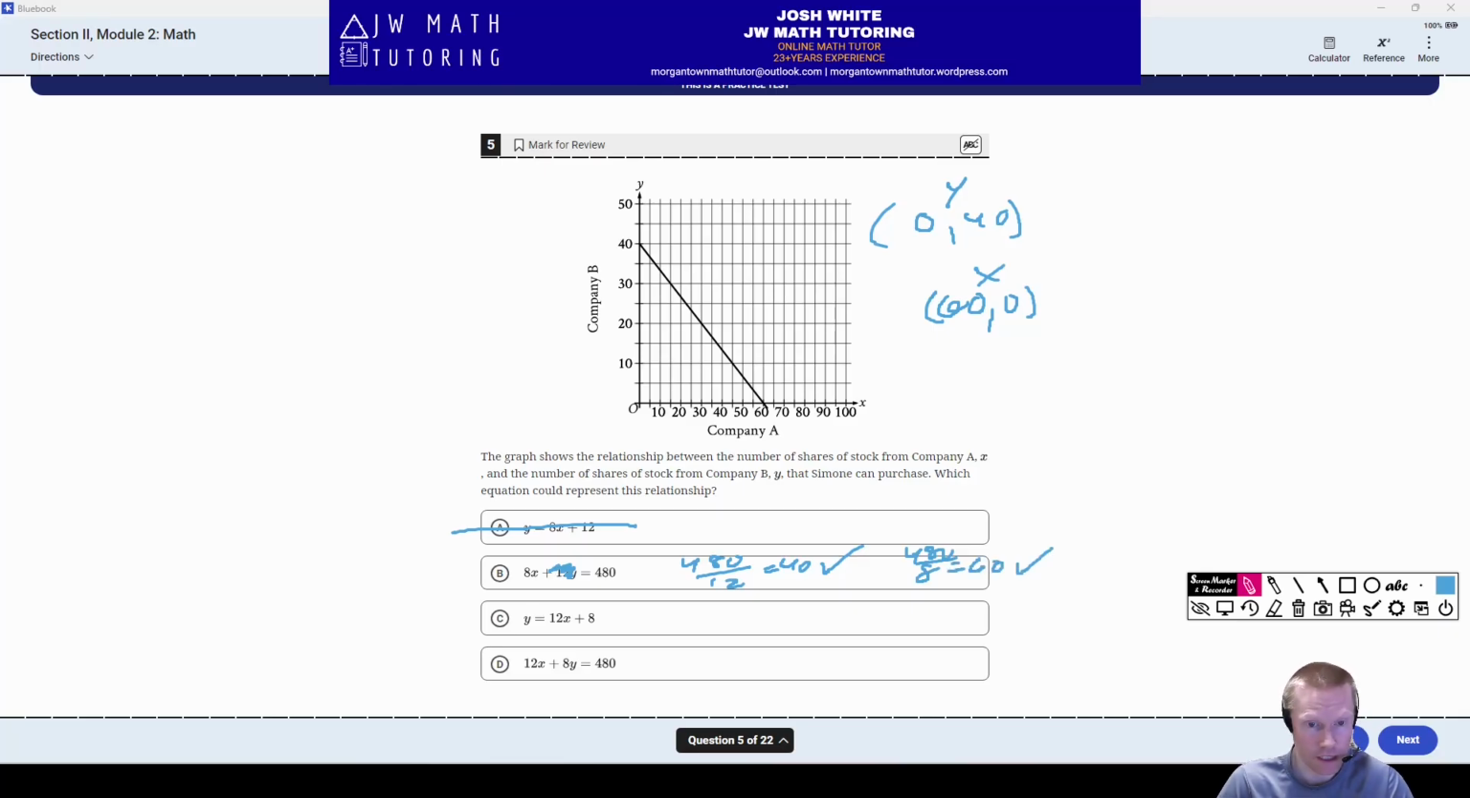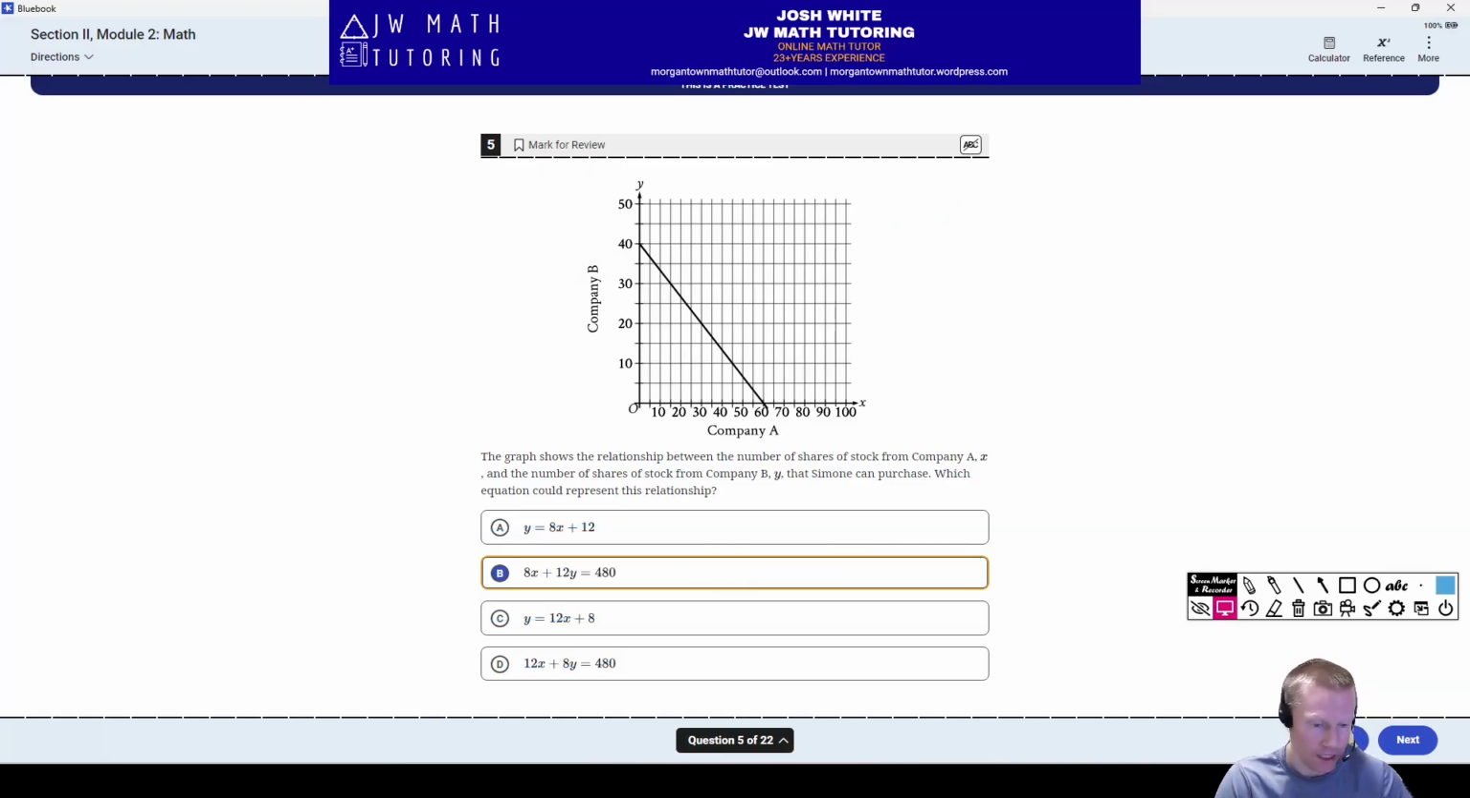So this is going to be the correct answer, and you could just verify this. In C, the y-intercept is 8, which is not 40. Obviously, that's wrong. Same thing with D, these are going to be reversed. The y-intercept is going to be 60 in D, and the x-intercept is going to be 40, which is the opposite of what we have. So the correct answer for this one is going to be letter B.